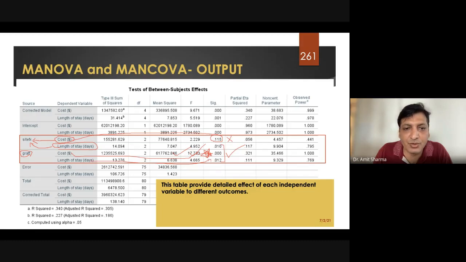But out of these two, which is more? We'll say cost is going to be affected more, because the p-value of the cost is less as compared to the p-value of length of stay. The p-value of length of stay is 0.12, and the p-value for the graft comparing cost was found to be 0.000. So we'll say this affects more as compared to this one, but this one is not going to affect. That means cost will not be affected by the site of fracture.